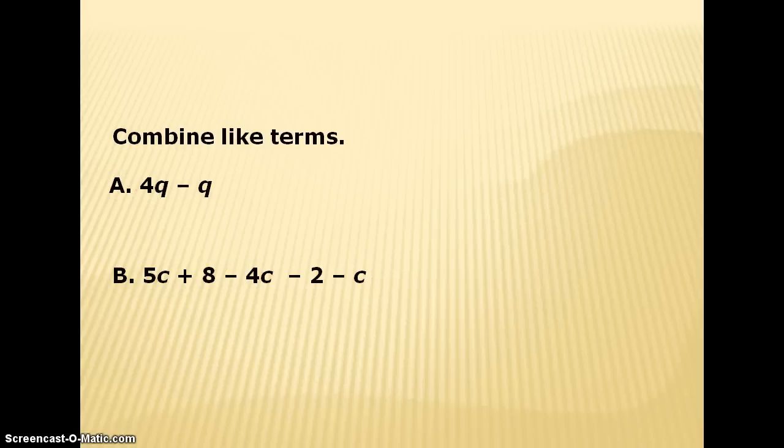Combine like terms, 4q minus q. If we see q there, that means that we have 1q. If we go to combine 4q minus 1q, it's going to give us 3q.